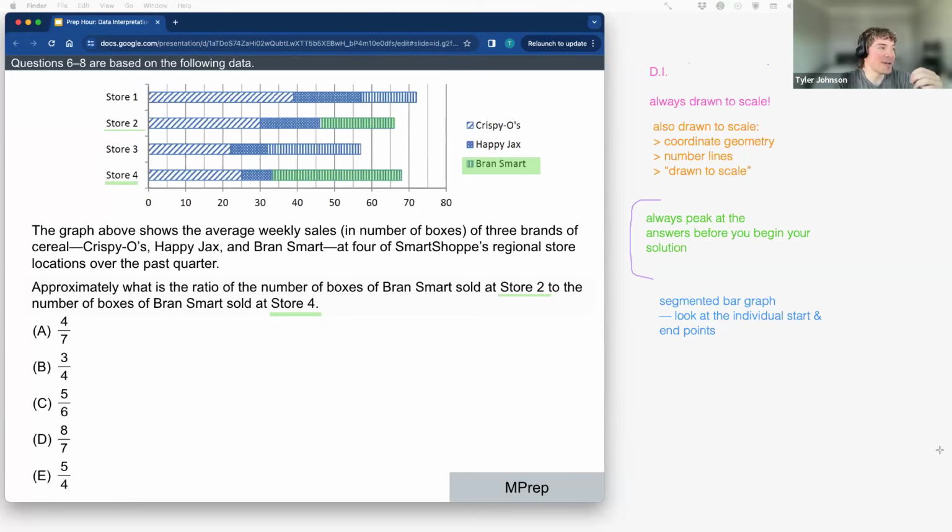Now, before you grab your pencil and start writing a bunch of math out, recognize that I can use my eyes because it's drawn to scale. Essentially, I'm just trying to find the ratio of this smaller green chunk from store 2 over this bigger green chunk from store 4. And just visually, what it looks like to me is a little more than, call it like a 1-to-2 ratio.